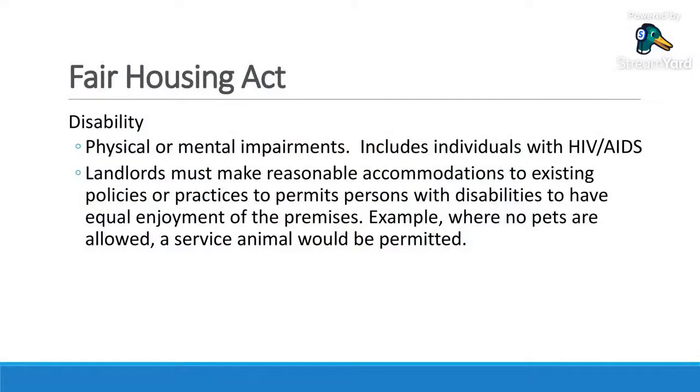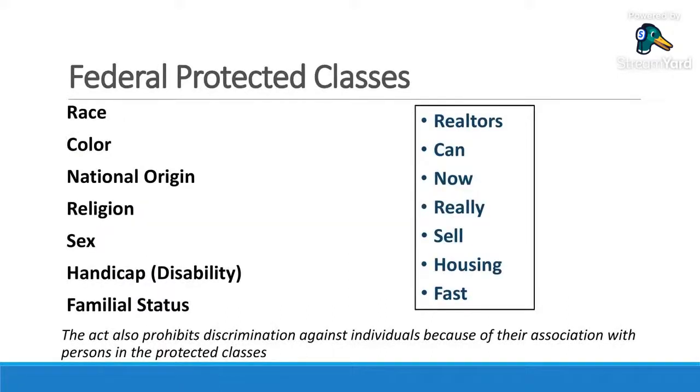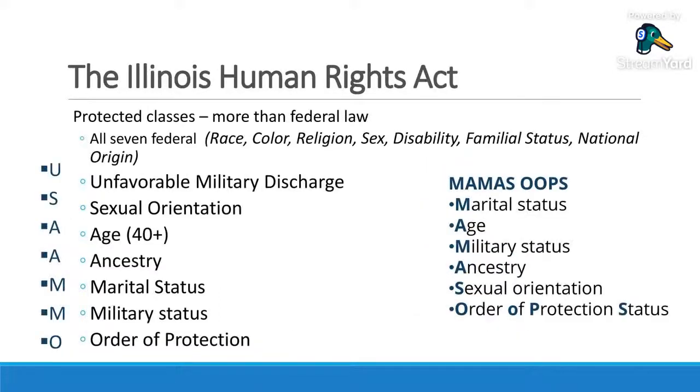All right. So your federal protected classes are again race, color, national origin, religion, sex, handicap or disability, and then familial status. So let's talk about Illinois' Human Rights Act. Under Illinois' Human Rights Act, we have a couple more that were added, but it includes the federal protected classes.